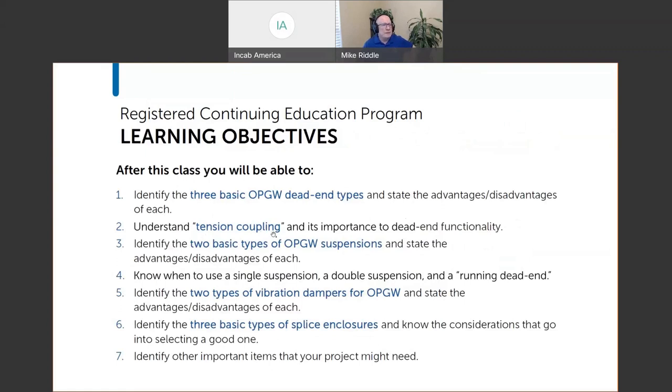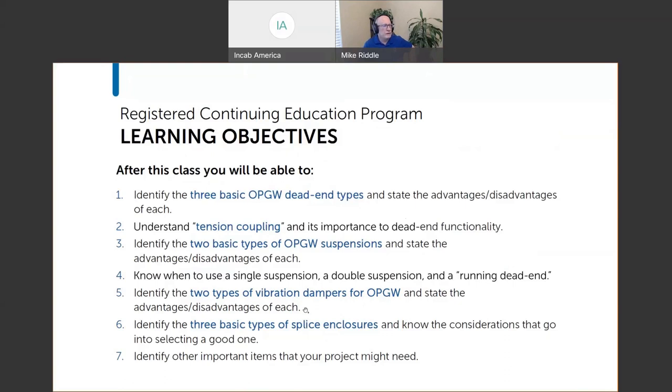As I mentioned earlier, this is OPGW Engineering 201, and accessories are important because without the accessories, you don't have a complete system. We'll give special attention to dead ends and suspensions since those are especially critical components. But we'll talk about basically almost everything you might use.